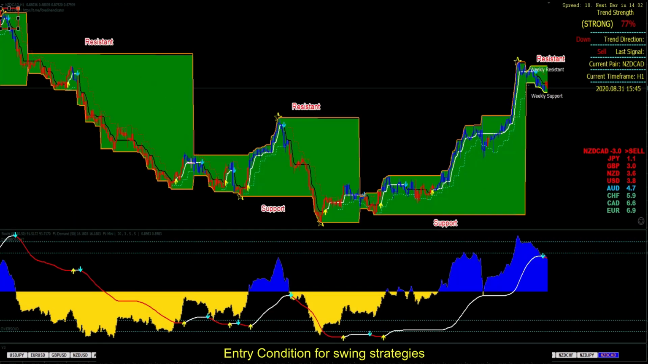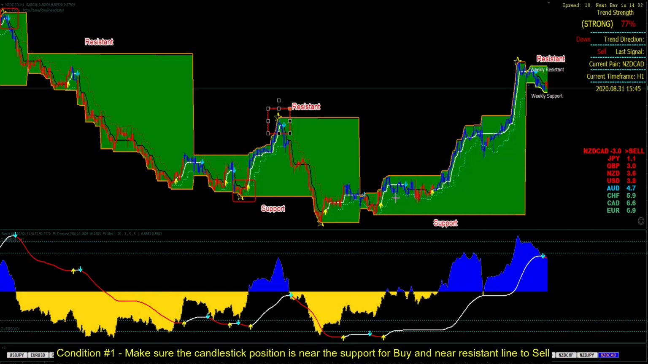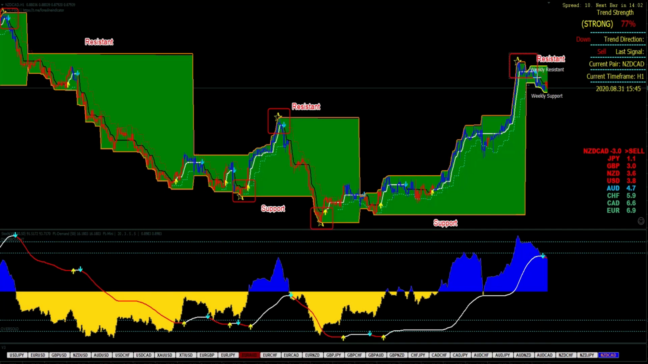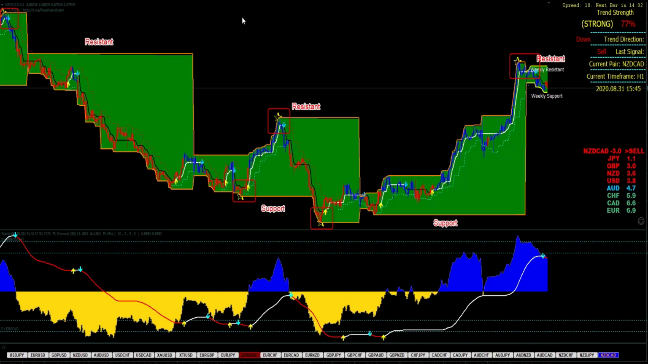Next is the entry condition for swing strategies. Make sure all the conditions are met prior to placing entry for a swing trade. Number 1. The candlestick must be near the support line for buy and near the resistance line for sell. Number 2. The last 5 candles before the arrow signal must be bullish for buy and bearish for sell.